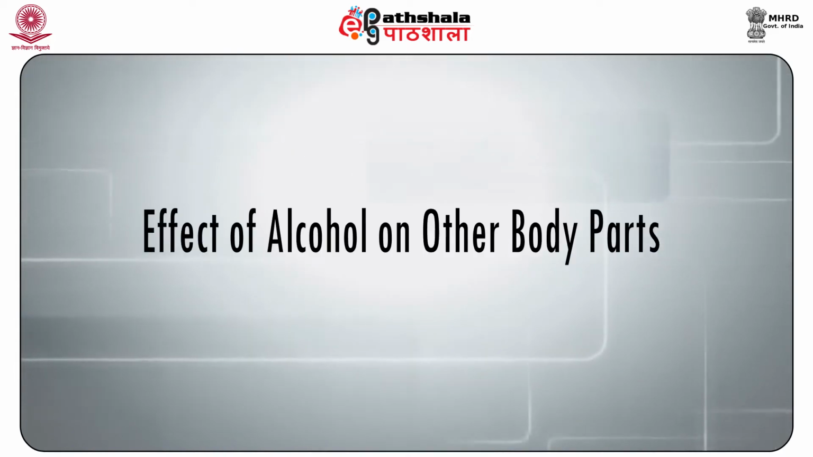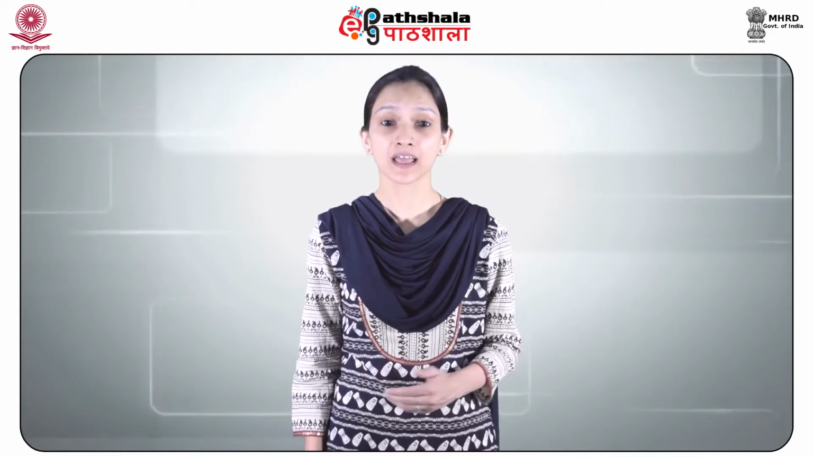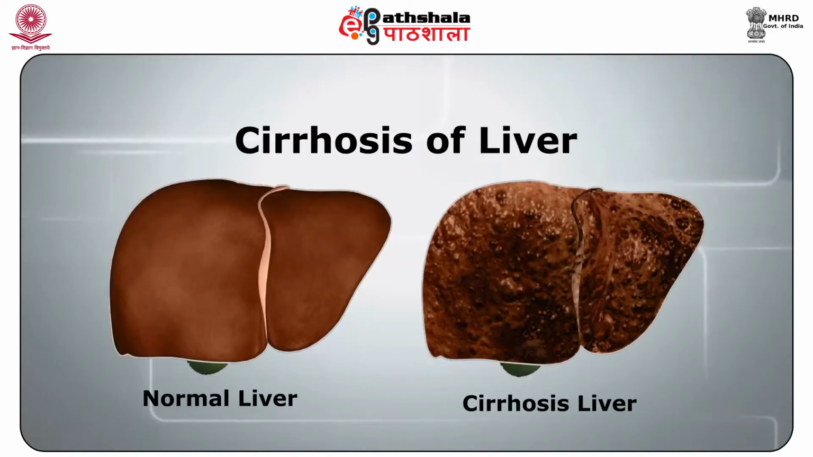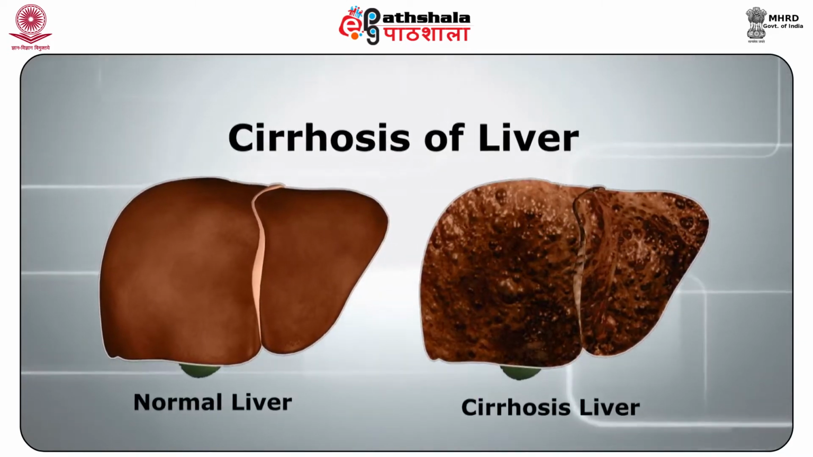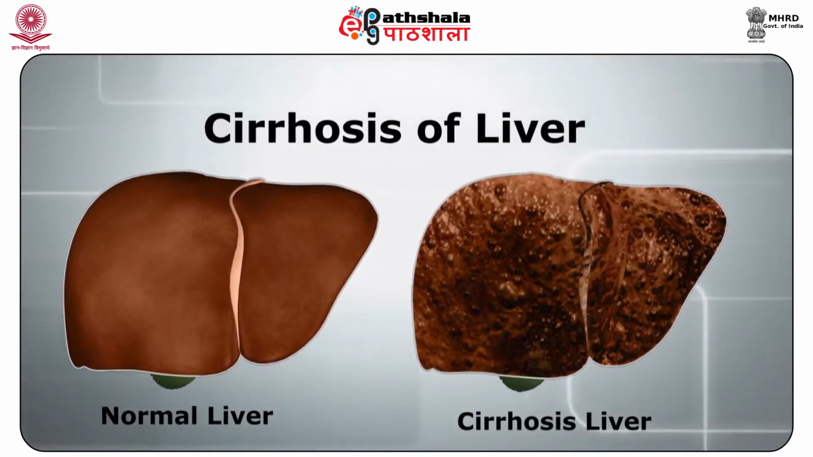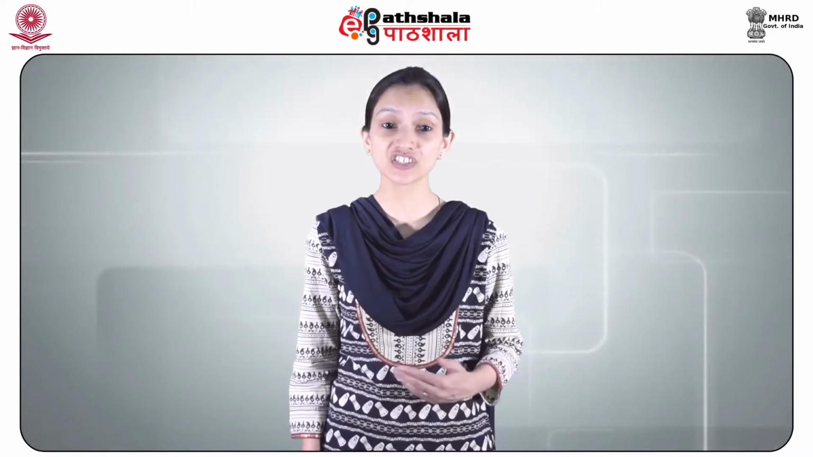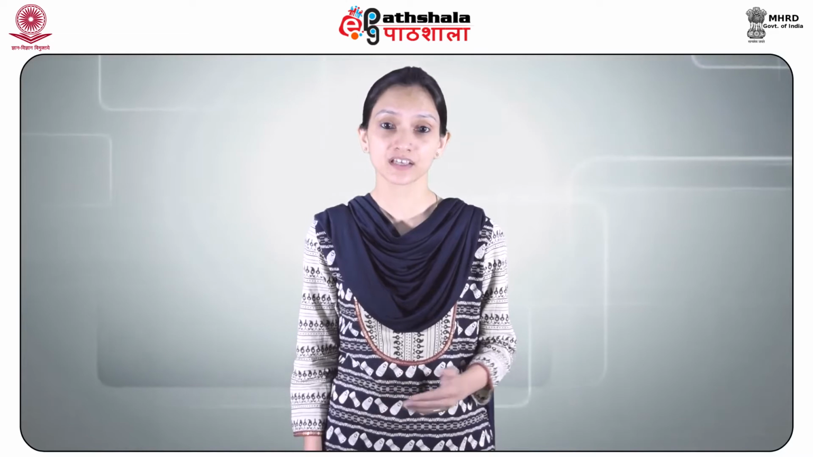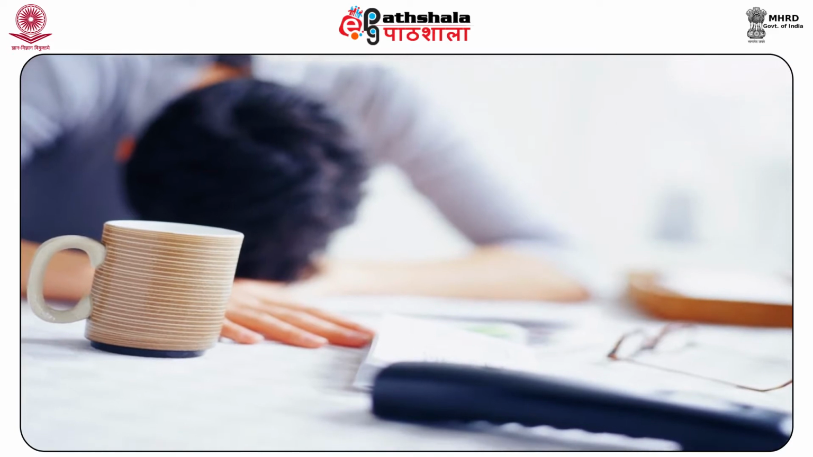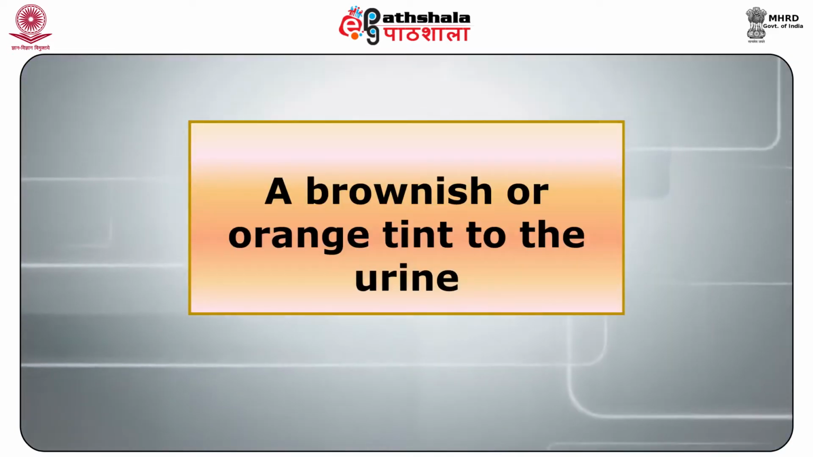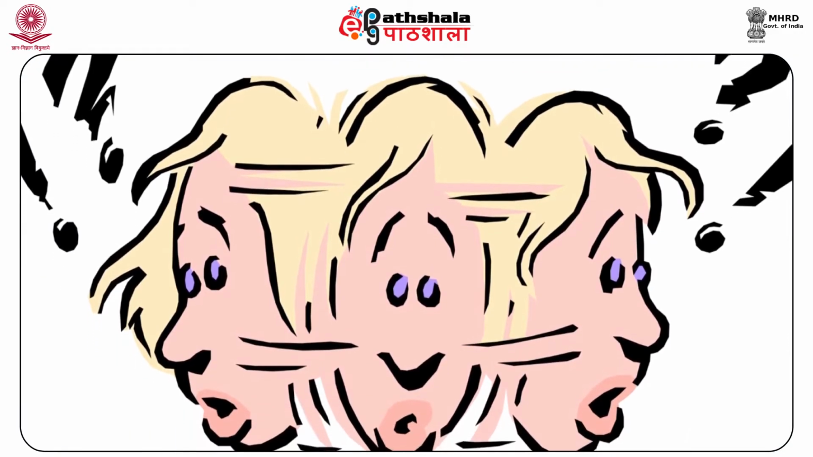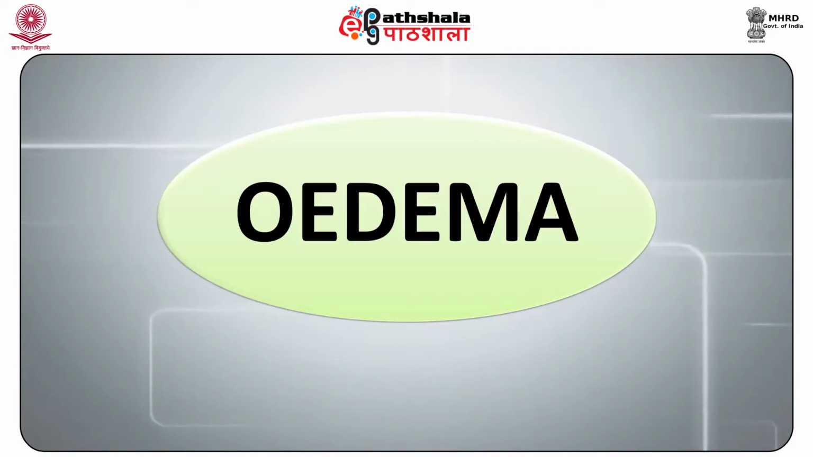Effect of alcohol on other body parts. In addition to the brain, alcohol also affects other body parts and organs. Liver. Alcohol damages the linings of the liver, which is known as alcoholic cirrhosis. The symptoms of cirrhosis of the liver vary with the stage of the illness. In the initial stages, there may not be any symptoms. The chief symptoms are loss of appetite, lack of energy which may be debilitating, a brownish or orange tint to the urine, confusion, disorientation, personality changes, blood in the stool, and edema.